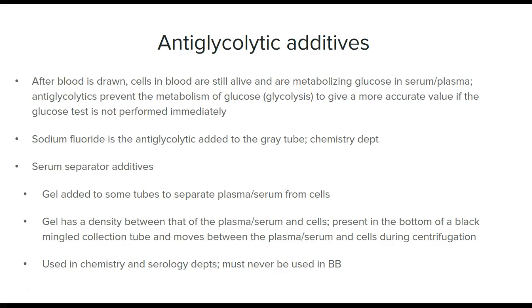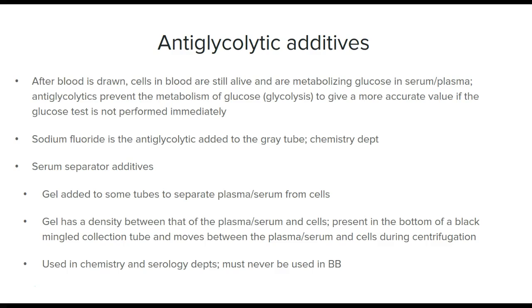Okay, anti-glycolytic additives. After the blood is drawn, the red cells are in there, and they will metabolize the glucose in serum and in plasma, and this is called glycolysis. So there is an anticoagulant called sodium fluoride that has an anti-glycolytic in it, so it keeps the red cells from utilizing the glucose so that we'll get a more accurate result.